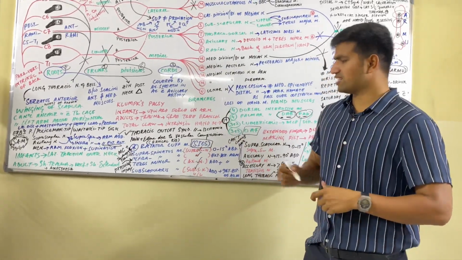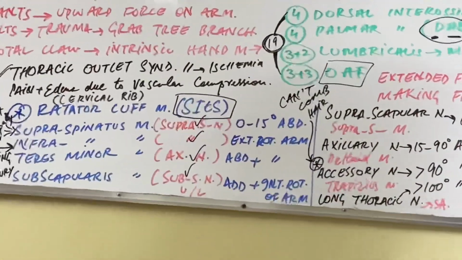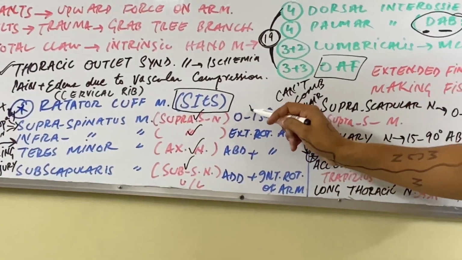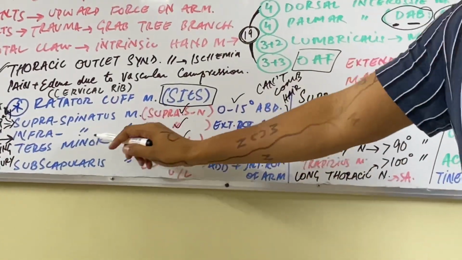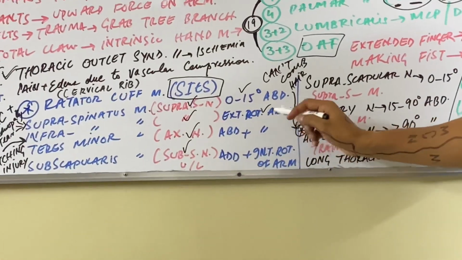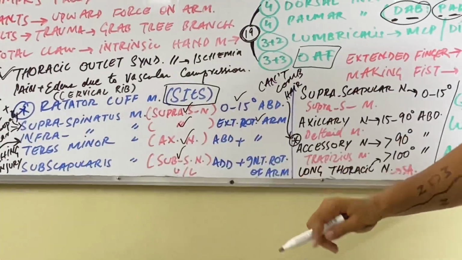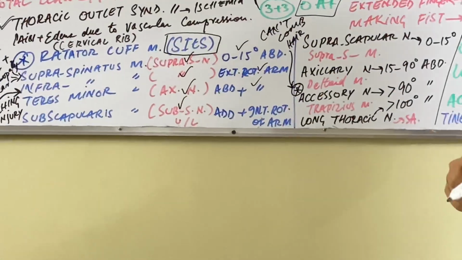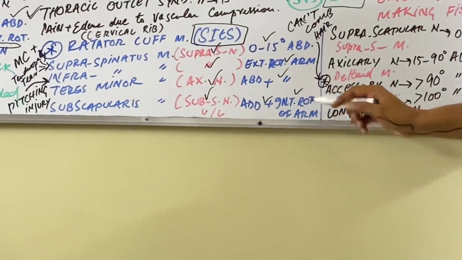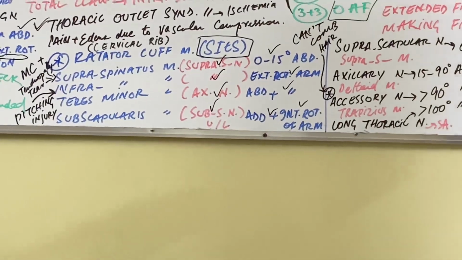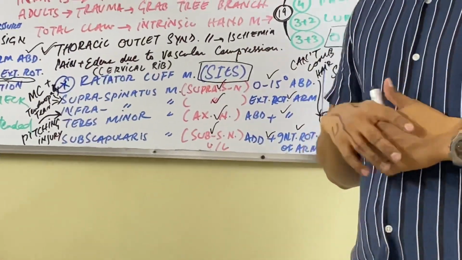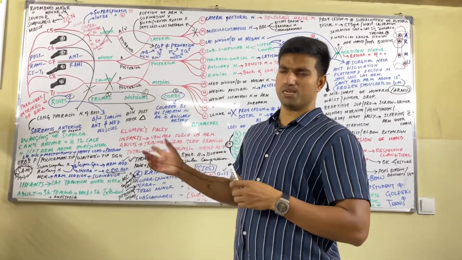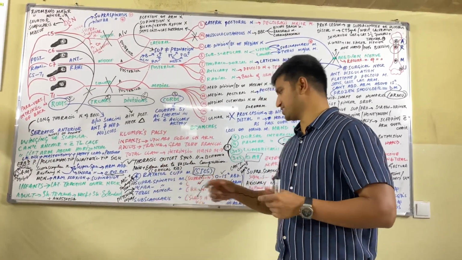So what are the functions of the SITS muscles or rotator cuff muscles? Supraspinatus muscle: abduction of the arm 0 to 15 degrees. Infraspinatus muscle function is external rotation of the arm. Teres minor muscle function is abduction plus external rotation of the arm, and subscapularis muscle function is adduction plus internal rotation of the arm. So these muscles are stabilizing the shoulder joint, and these are the features. The most commonly damaged muscle is supraspinatus, and in pitching, the infraspinatus muscle.